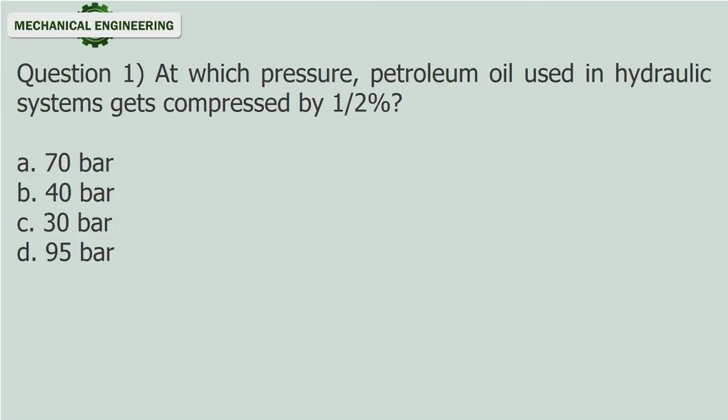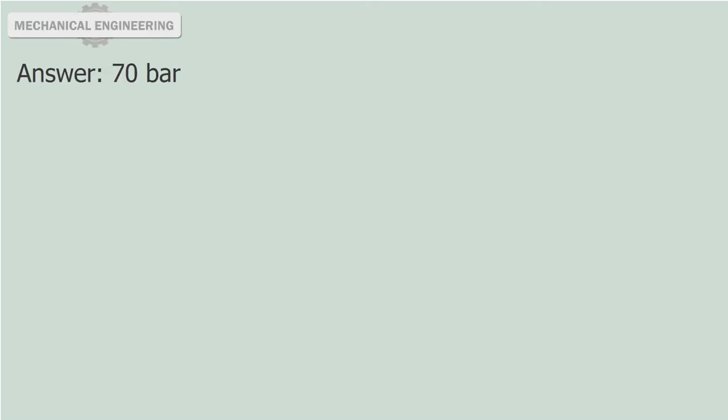Question 1. At which pressure, petroleum oil used in hydraulic systems gets compressed by 0.5%? A. 70 bar. B. 40 bar. C. 30 bar. D. 95 bar. Answer, 70 bar.